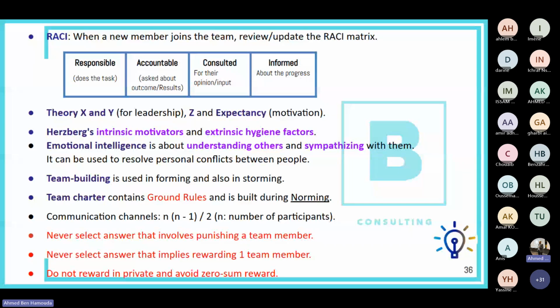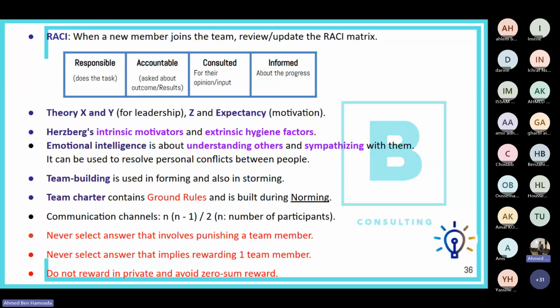In most of the PMP exams that our students had, they mentioned that they had a question about the number of communication channels among the team members. The communication channels among team members or among stakeholders is the number of people involved times number of people involved minus 1, divided by 2. For example, if you have 5 stakeholders, the communication channels among those 5 stakeholders is 5 times 4, 20, divided by 2, 10. So we will have 10 communication channels.